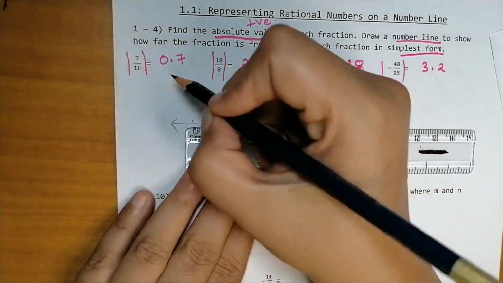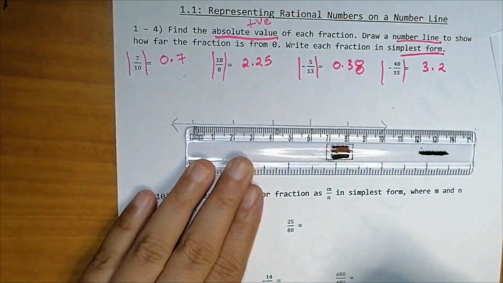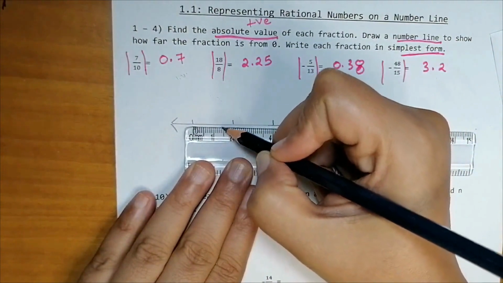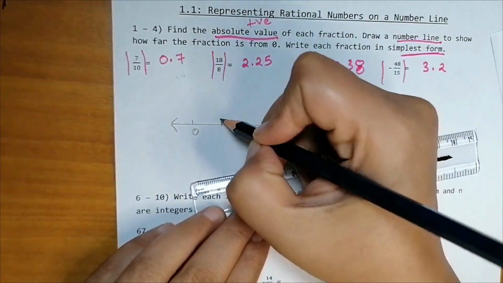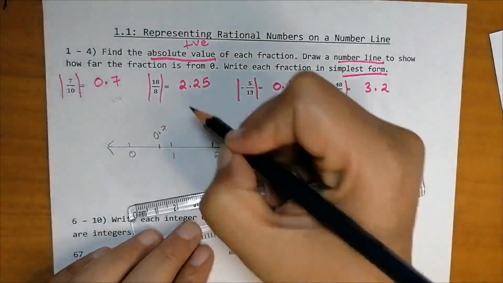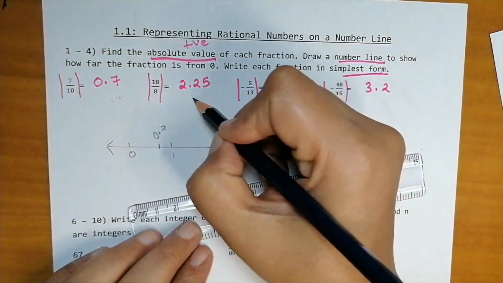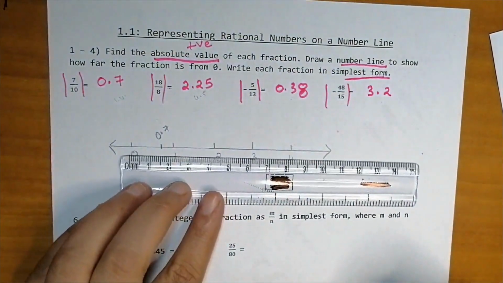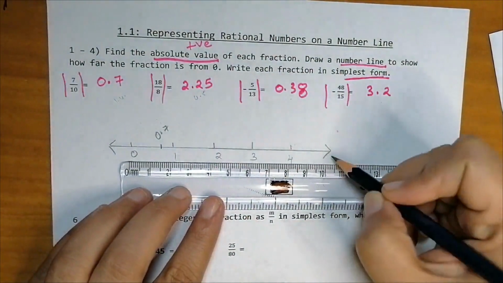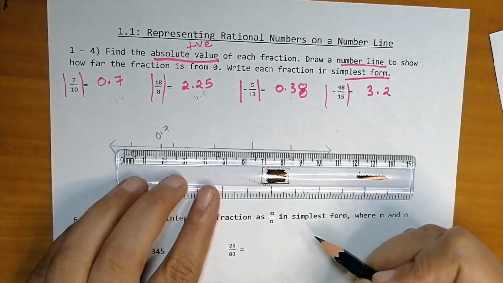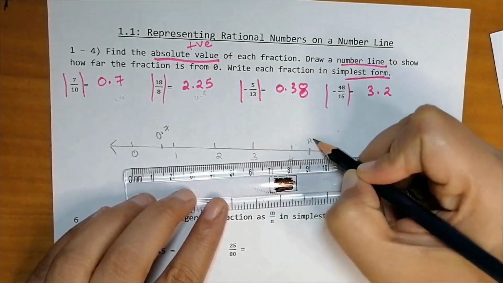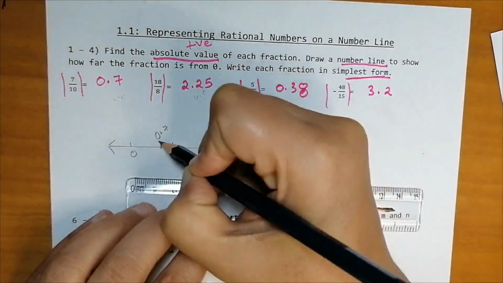So 0.7, the double is 1.4, right? So we will mark between this and this 1.4. This is 1 and this is 1.5, right? So here is our 1.4. So this is 0.7. Next is 2.25. If you double it, it actually becomes 4.5. So 4 is here and this is 4.5. Okay, these are the 2 points.